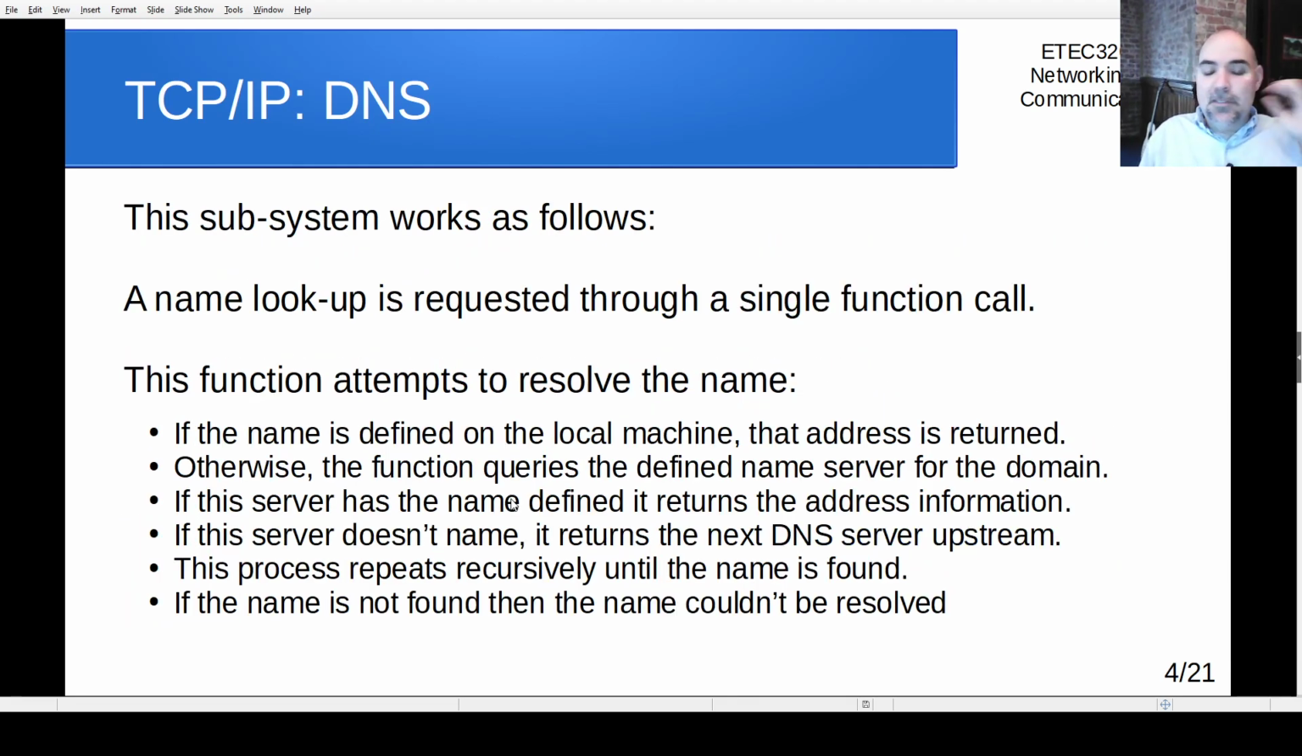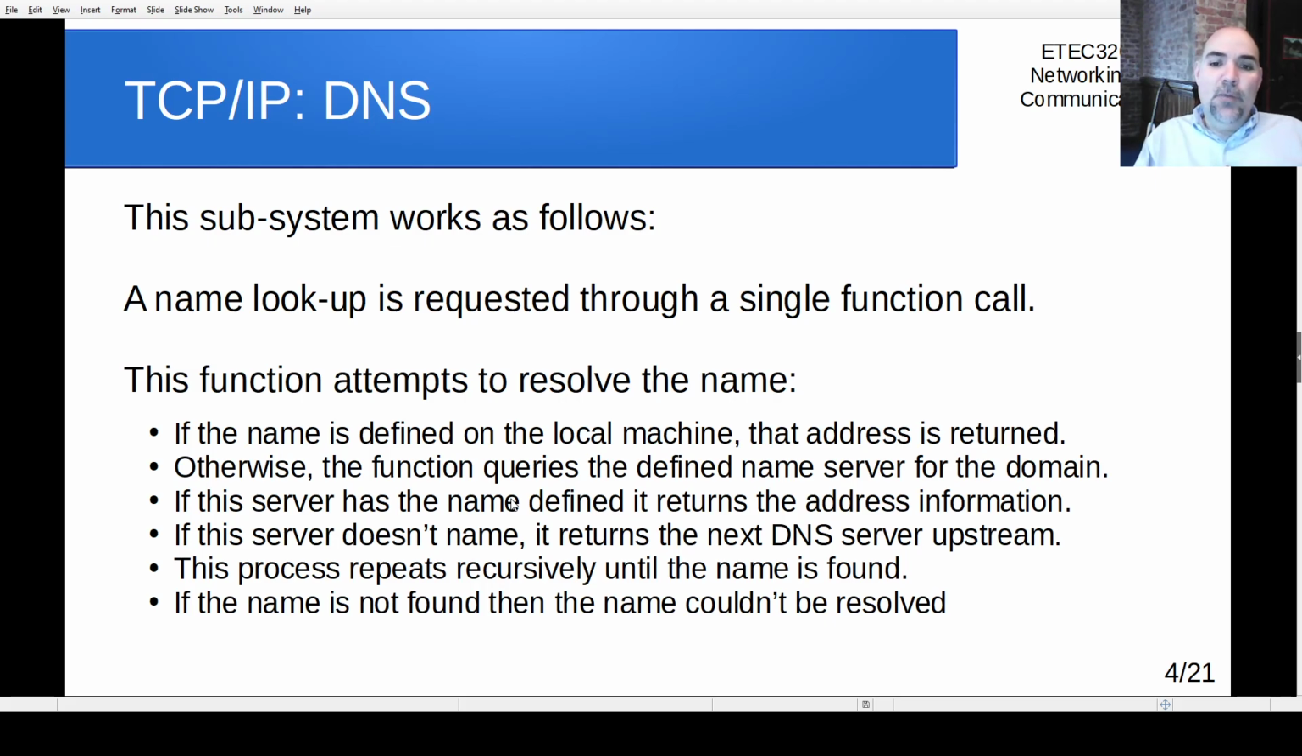All right, so the subsystem for DNS works as follows. It's basically just another network service. It has its own protocol. It's got its own servers that run much like a web server, but they're name servers. You put a name into something like a browser or try to do a name lookup through any kind of tool that you're using, and it makes a single function call that then gets resolved by the DNS system.